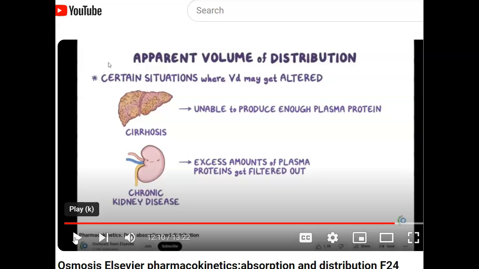Pausing that here, please take a moment and make sure this is in your notes somewhere. This is written down, that these are something that you're hearing and learning and remembering. Your volume of distribution is likely going to be altered with significant liver disease such as cirrhosis because you're unable to produce enough plasma protein, or with chronic kidney disease because you have too much plasma proteins getting filtered out. So pause that here, take a second, pause this lecture if you need to, get this slide written down.